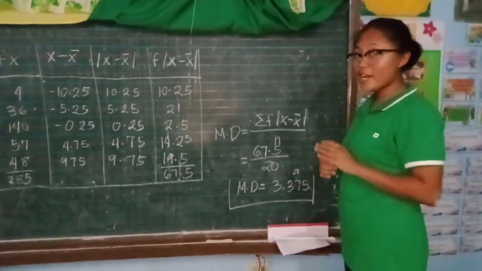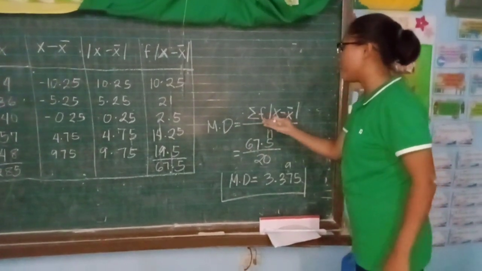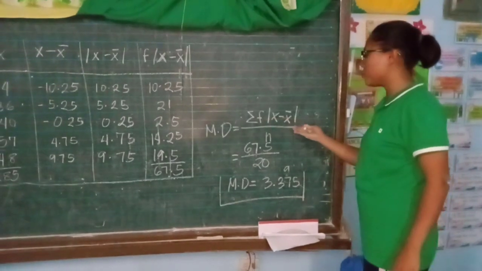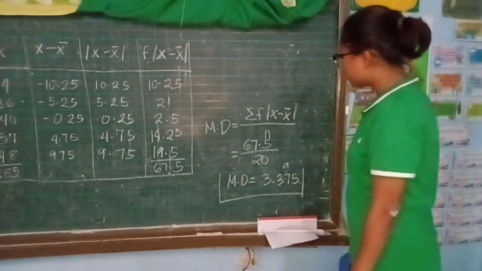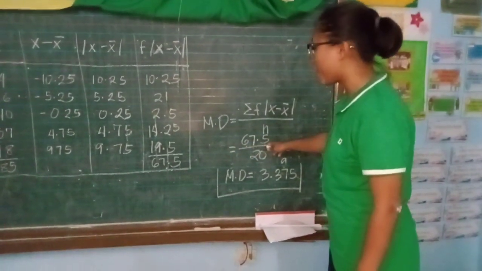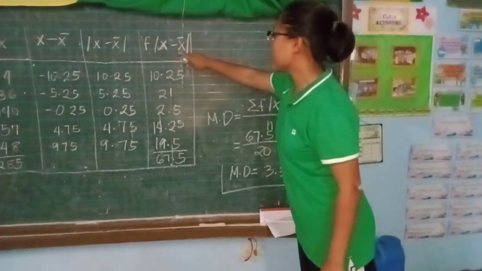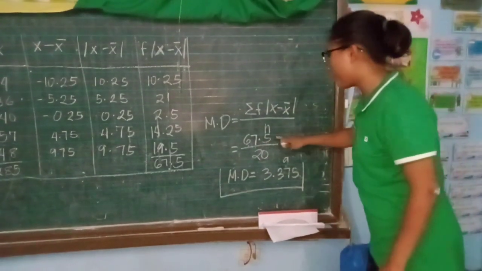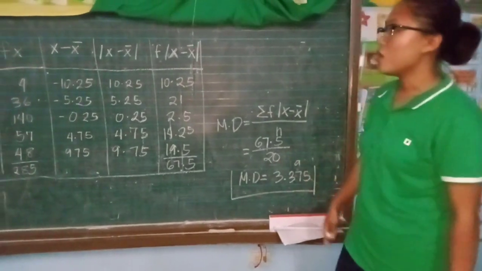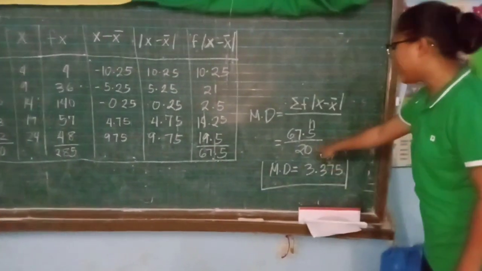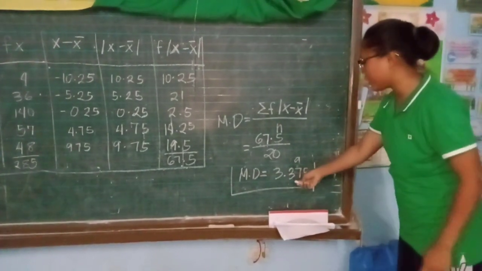And to find our mean deviation, we will use this formula. MD is equal to summation of f, absolute value of x minus mean, over n. And now it is equal to 67.5, our total of f times the absolute value of x minus mean, and our denominator is 20, and that is our frequency, 20. And now our mean deviation is 3.375.